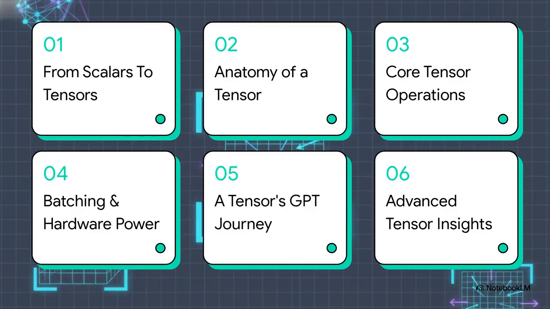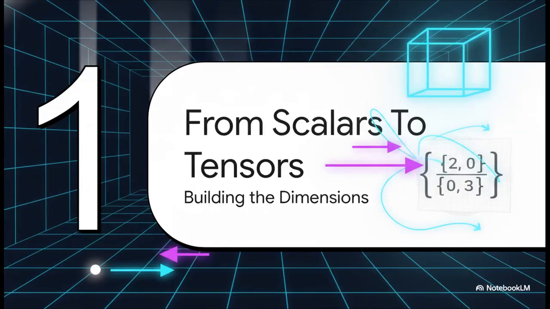We're going to cover 1. From scalars to tensors. 2. Anatomy of a tensor. 3. Core tensor operations. 4. Batching and hardware power. 5. A tensor's GPT journey. And finally, 6. Advanced tensor insights. Let's get to it. Kicking things off with Section 1, From Scalars to Tensors, where we build up the dimensions.